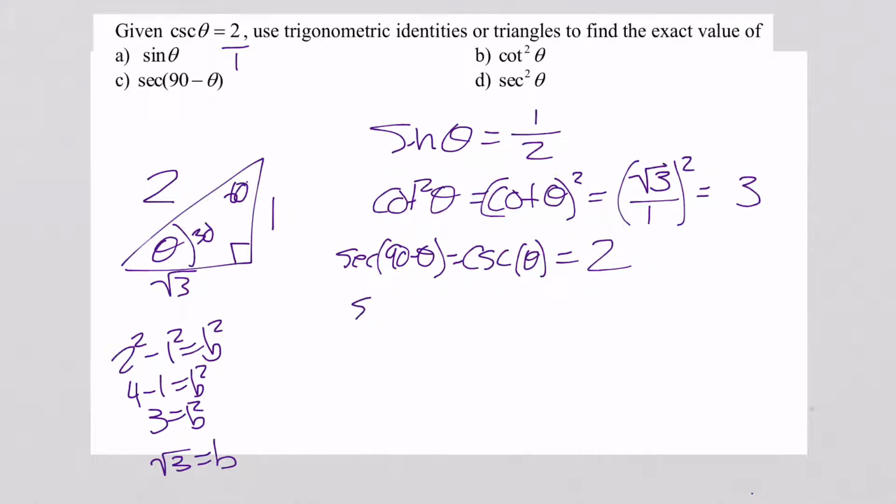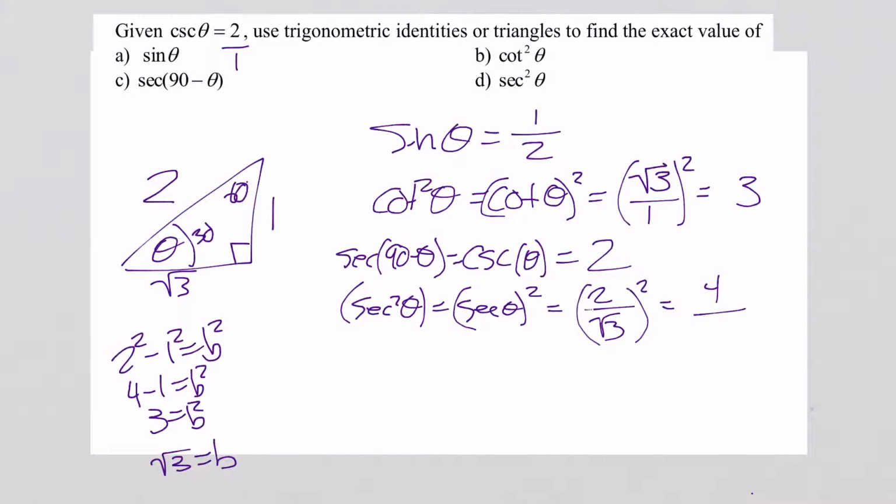So finally, secant squared of theta, which means secant of theta squared, equals secant, which is hypotenuse, divided by the adjacent side, h over a. Oops, but don't write a. Silly person. Write square root of 3. But it's secant squared, so square that thing. Square the top, 4. Square the bottom, 3. So we get 4/3.